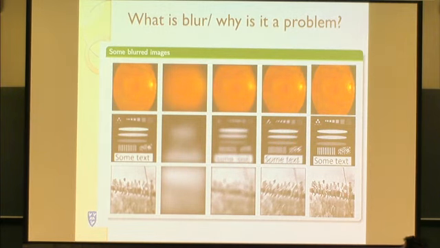Right, and blur is normally considered as a convolution with a true image. Here I look at some simple examples. Some with very little blur here on the right, and a bit more blur of different types. Especially this one in the second column, that's a really tricky one to do even today.